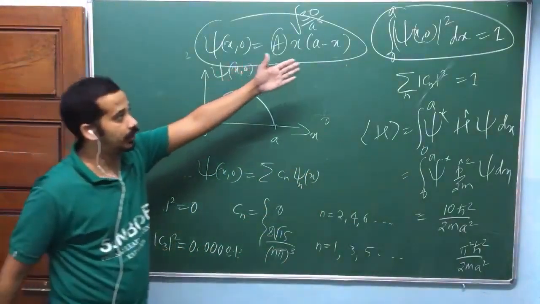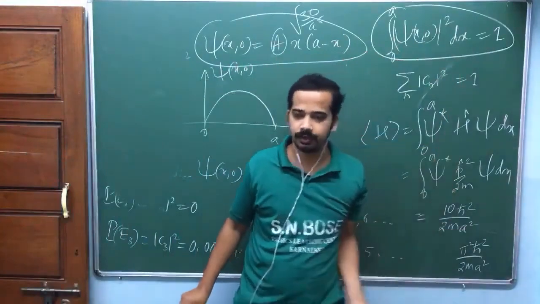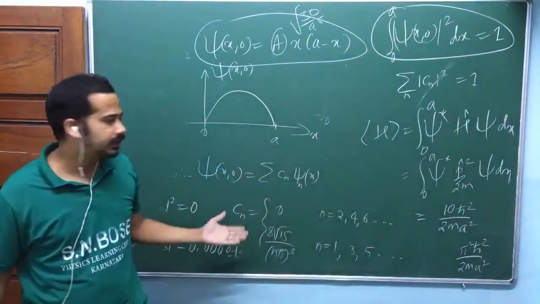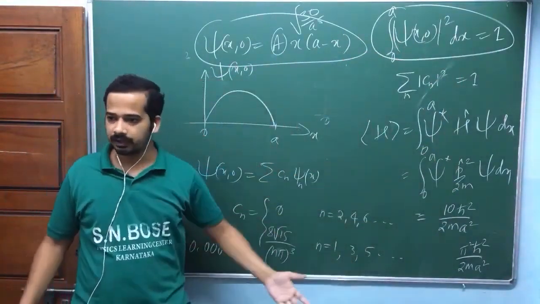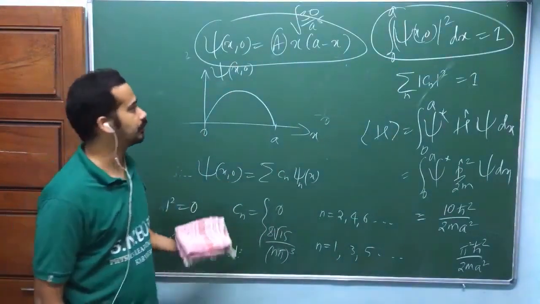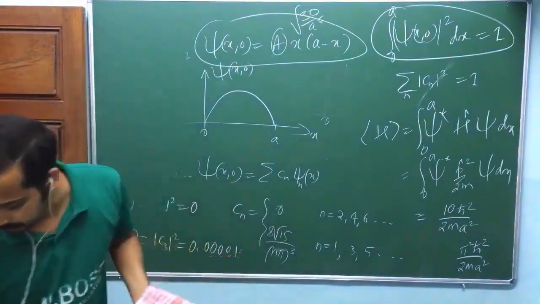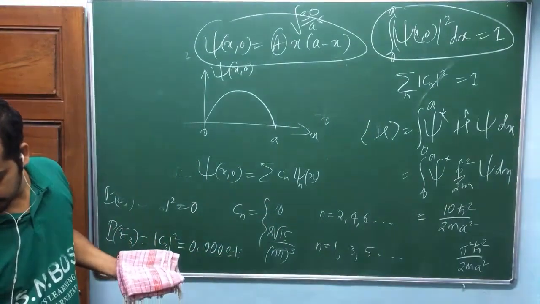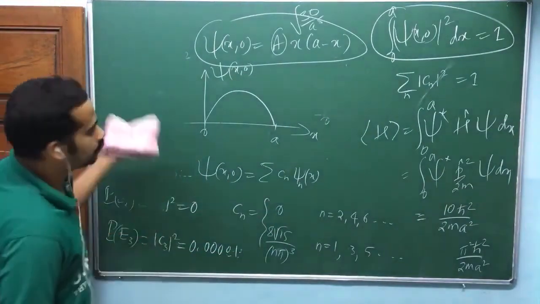But |psi(x,t)|^2 would be different. It's very difficult to find in this case because you have infinitely many terms. Okay? So this is about this example. Example 2.3, 2.4 I think you can do. Let me come to 2.5.